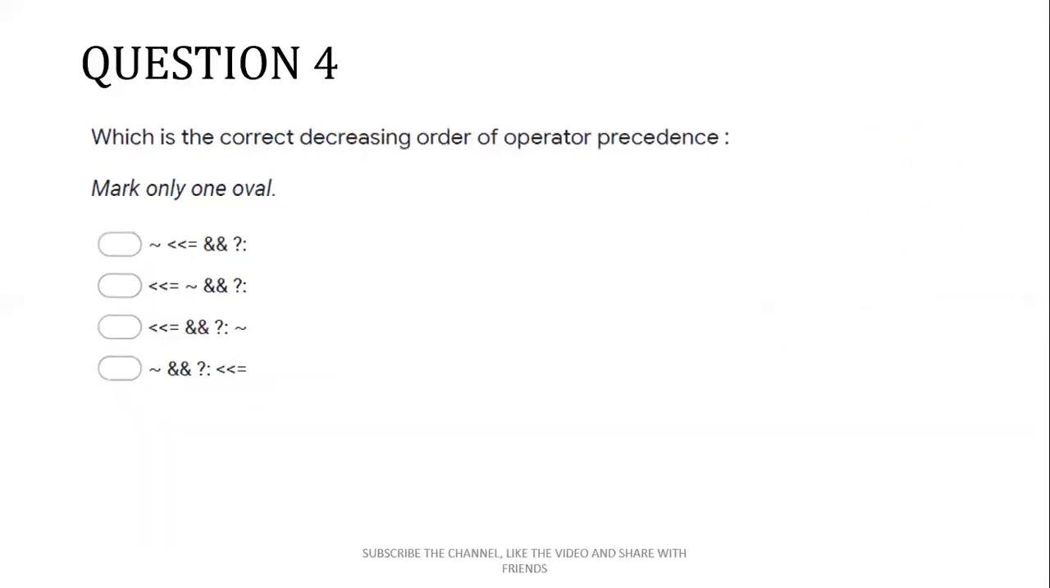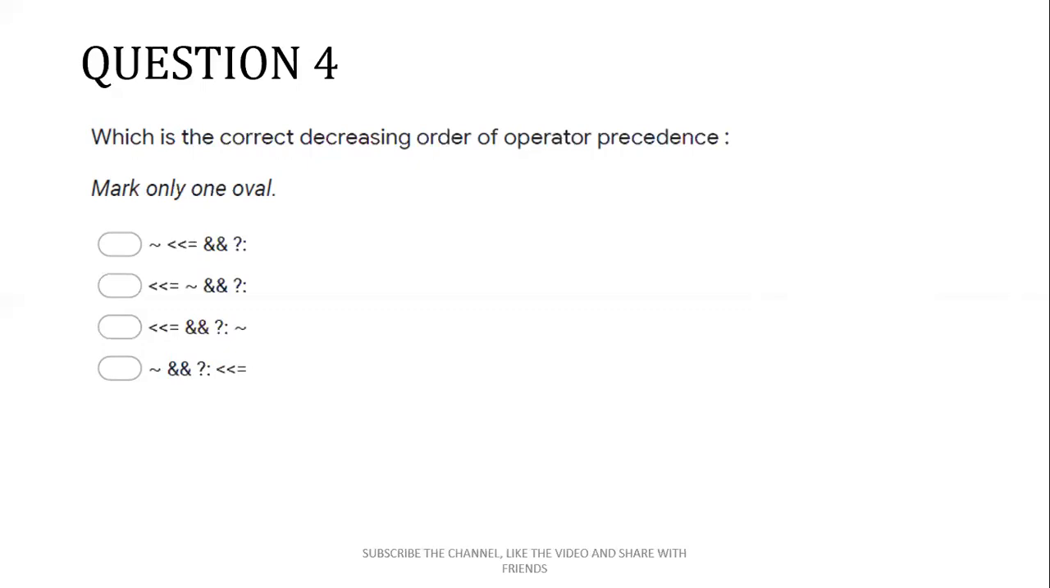Next question: what is the correct decreasing order of operator precedence? So you are given 4 operators. One is bitwise complement. Next you have a logical AND operator. Then you have a conditional operator, and then you have bitwise left shift assignment. Okay, so how will we be able to find the decreasing order of operator precedence?